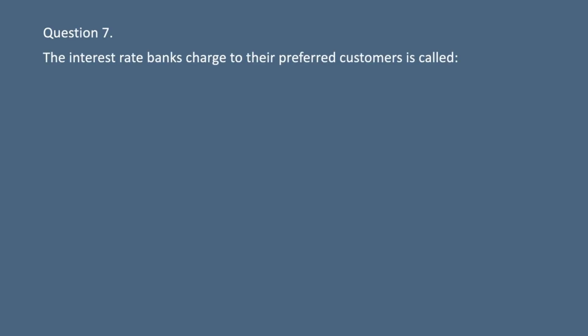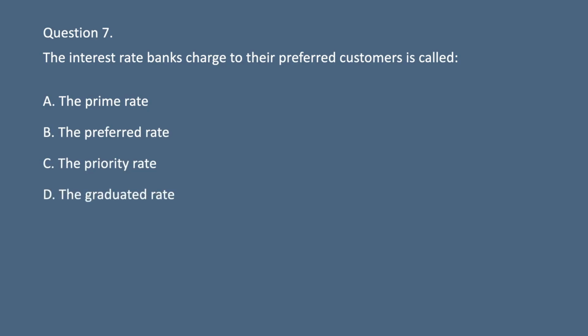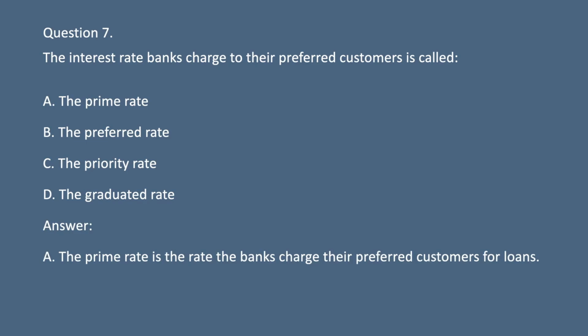Question 7. The interest rate banks charge to their preferred customers is called A. The prime rate. B. The preferred rate. C. The priority rate. D. The graduated rate. Answer A. The prime rate is the rate the banks charge their preferred customers for loans.